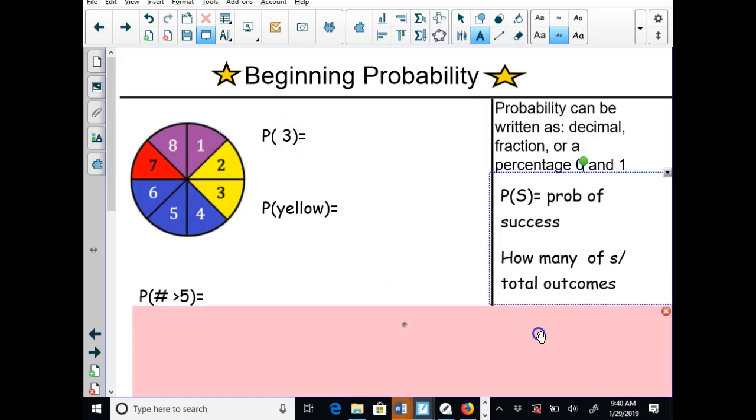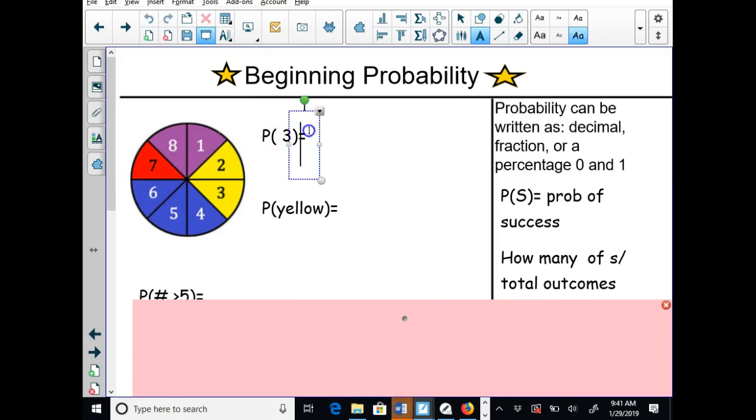And how we figure that out is we figure out how many of our successes do we have divided by our total outcomes. Okay, so to figure out the probability of a 3, we say, well, how many successes do we have? How many 3s do we have? And if we look at our spinner, we have 1 3 divided by how many total outcomes? There's 8 outcomes. And that's our answer. You can leave it just like that because you can write it as a fraction.